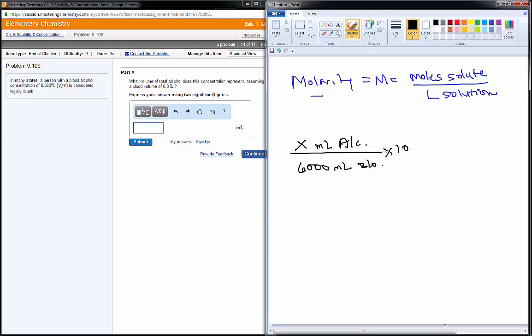Multiply that by 100%, gives me 0.080%. I just set up the equation for finding the percent and I solve for x. So to solve for x, we're going to divide both sides by 100%. So cancel and multiply both sides by 6,000 milliliters.